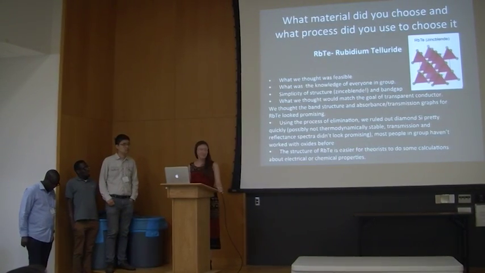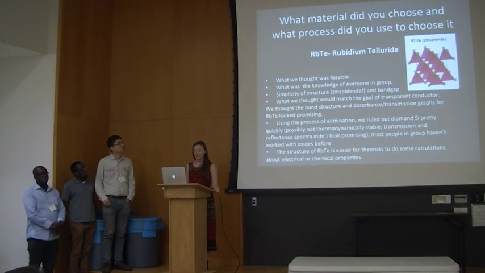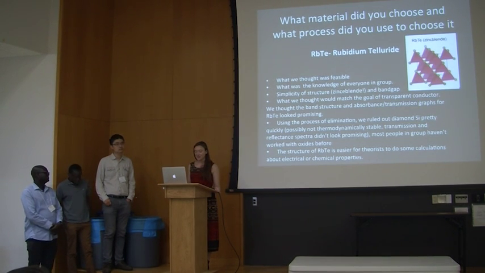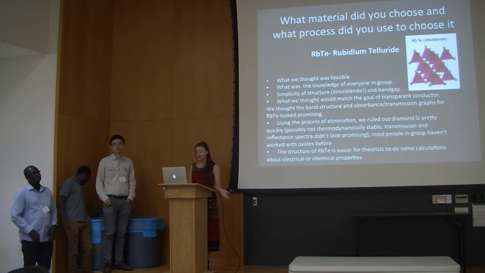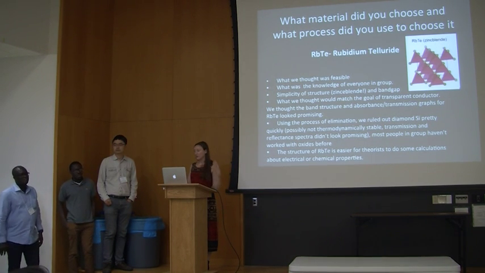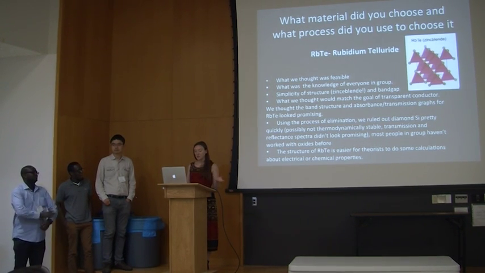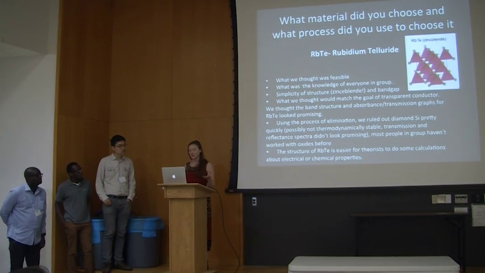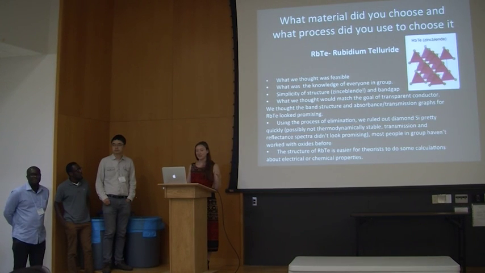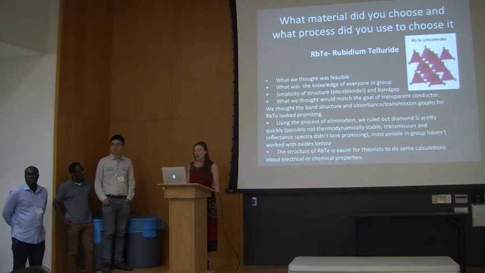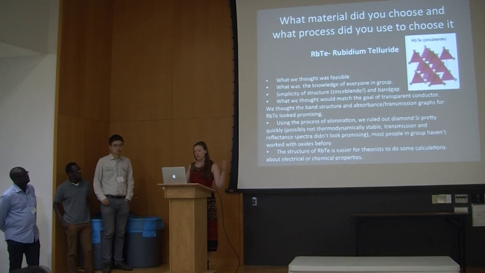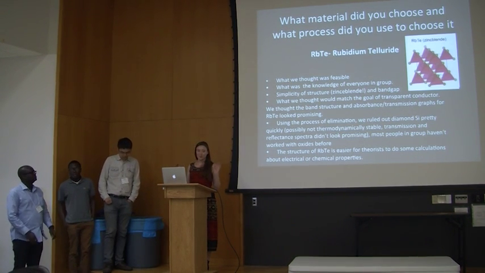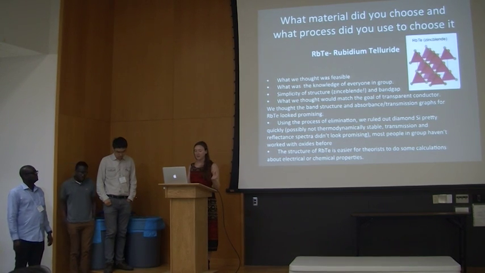So we're group number 3, and we decided on rubidium telluride. We decided on this material basically because of what we thought was feasible, and the knowledge of everyone in our group. Looking at the 3, we were attracted to the structure the most. We like the simplicity of the zinc blende, and we like how the band gap looked. And then we were thinking about what properties we really want in transparent conductors, and just between the 3, this one looked like it was the most promising for that.